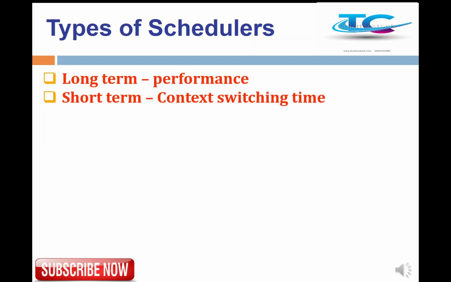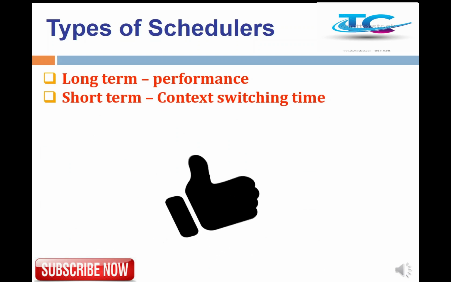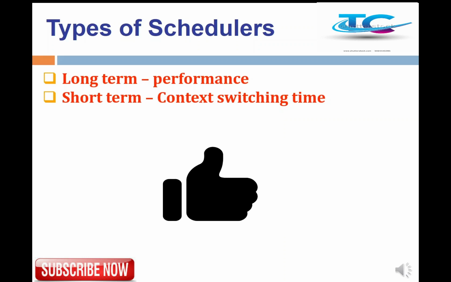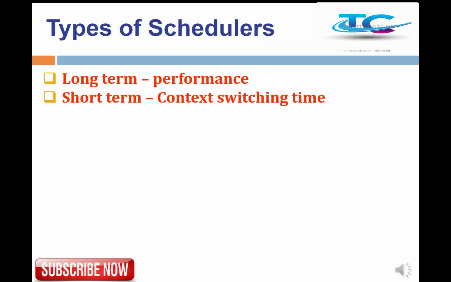The second is the short-term scheduler, which will decide which process is to be executed next, and it will also call the dispatcher, that moves processes from ready to running or running to ready state.